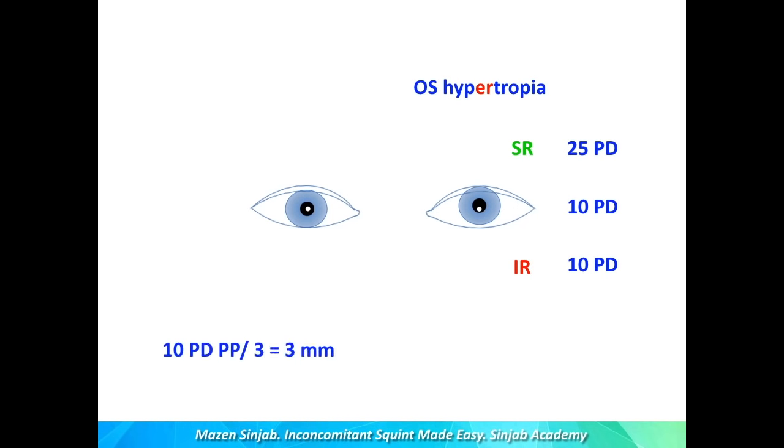In order to correct 10 prism diopters in the primary position of gaze, we need to operate on the superior rectus by 3 millimeters. Now the 3 millimeters will correct 15 prism diopters on up gaze. So the patient will have 0 in down gaze, 0 in primary position of gaze, and 10 prism diopters in up gaze. 10 prism diopters as undercorrection, and undercorrection in up gaze is not significant as we rarely use up gaze in our daily life.